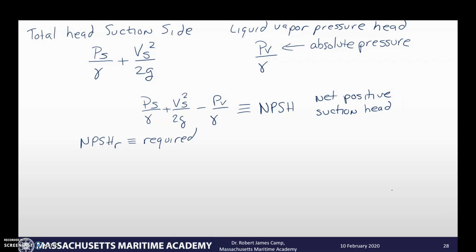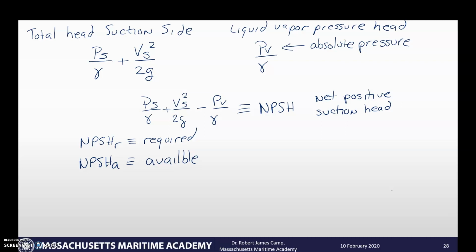Now typically this will be given to you on a pump curve, as we've seen previously, and this is what the pump needs. If the pump does not have this much net positive suction head, the pump is in danger of cavitation. And then we have NPSH-A, available. Now this is how much net positive suction head is in the system that's available to the pump.